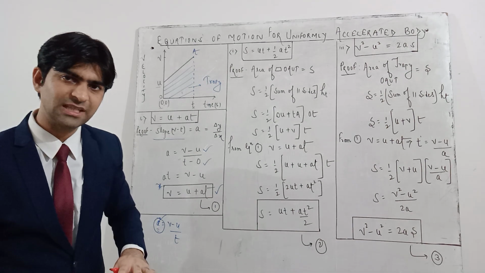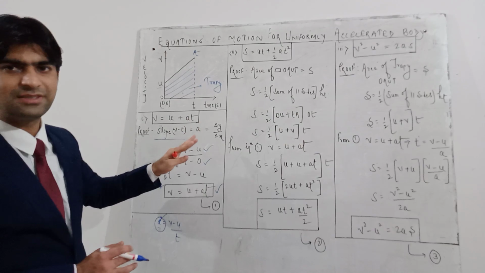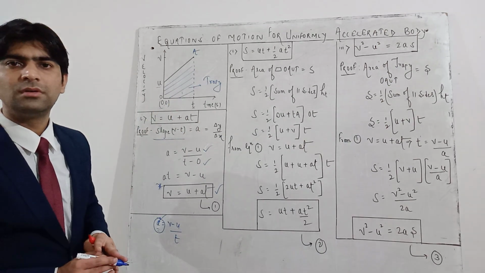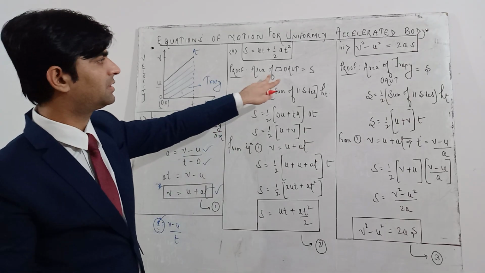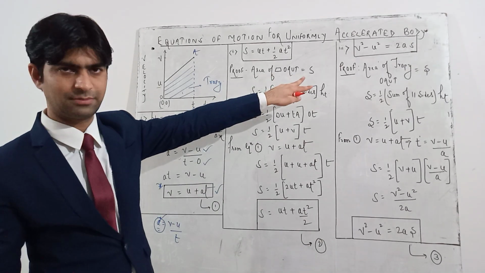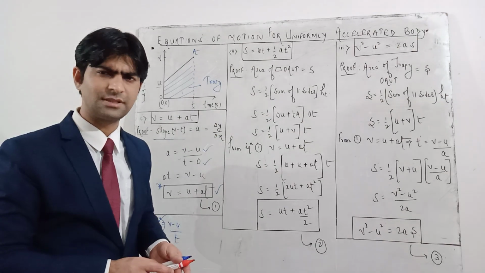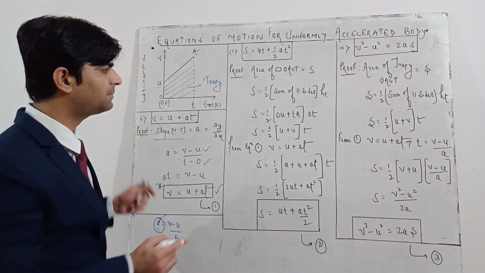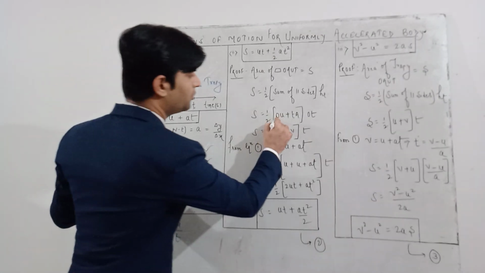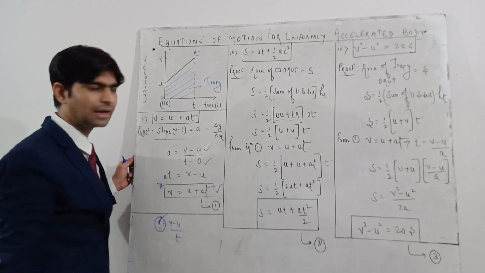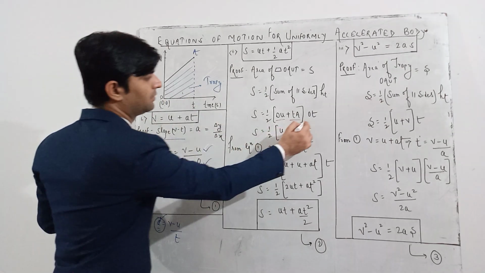So how will you calculate displacement? By finding the area under the graph. The area under the graph is forming a trapezium, so you have to find the area of the trapezium. That means area of trapezium OAUT is equal to displacement. Displacement is equal to half of the sum of parallel sides into height. This is the simple formula for the area of a trapezium. Now the parallel sides are OU plus TA, and this is the altitude or the height of the trapezium, OT.